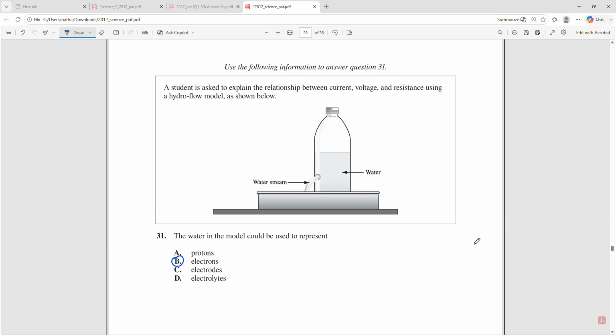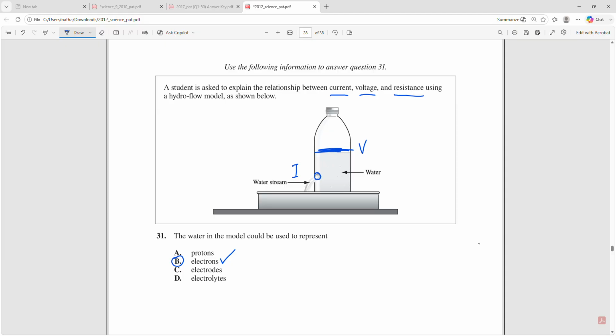Okay, next, here we go into the electrical unit. A student is asked to explain the relationship between current, voltage, and resistance using a hydroflow model as shown below. The water in the model could be used to represent electrons. In this model, the level of the water would represent our voltage, like the potential, and the water stream and how fast it's flowing would be like our current. Also, the size of this opening would represent resistance.